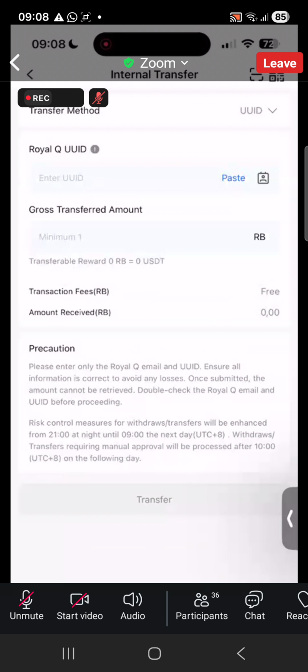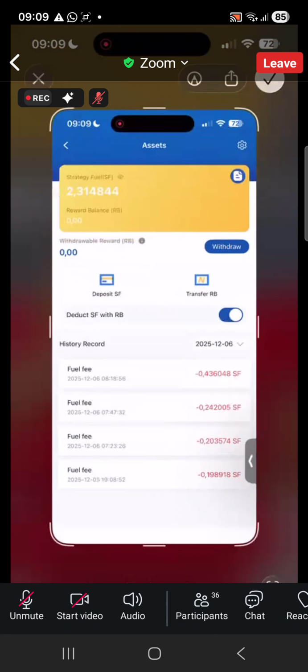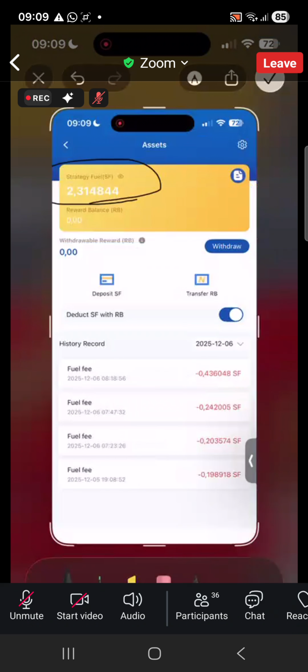Then you transfer. Okay. So that is it. Let's say, for instance, assuming I wanted to place this trade, and because I have below two strategy fuel, I'll not be able to enter into the trade. But going into my exchange and coming back will be a long process. But I have another account where I can just simply transfer some small coins. So later, when I transfer it here, it will be balanced.